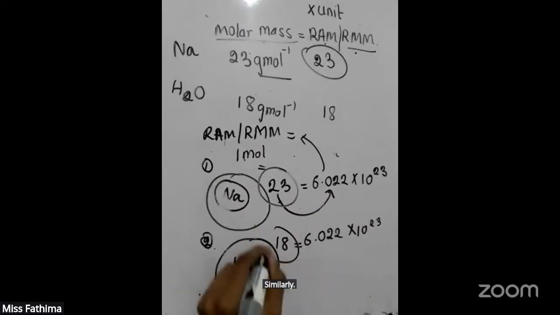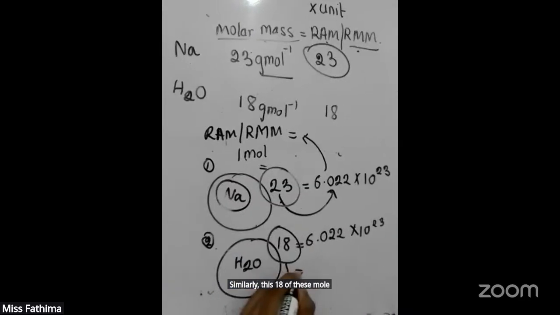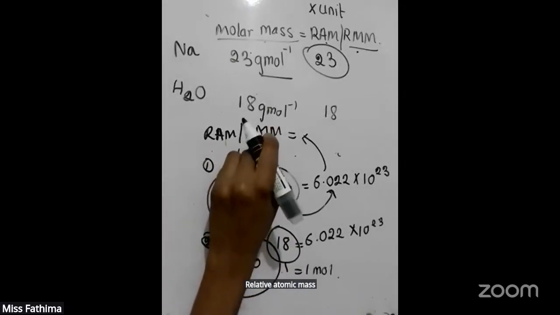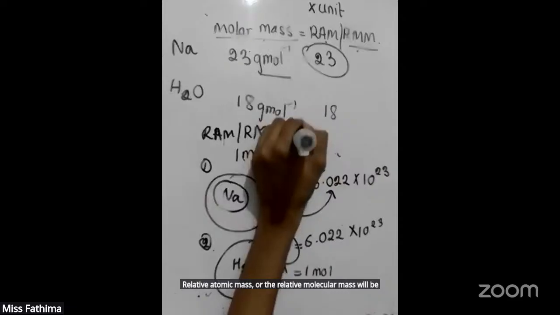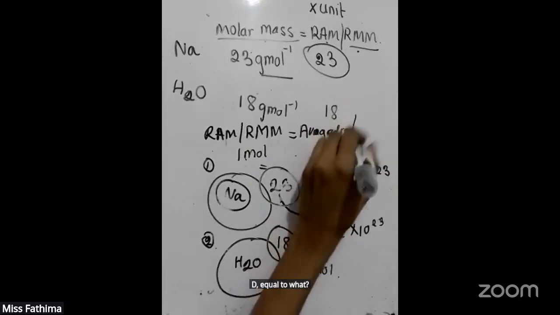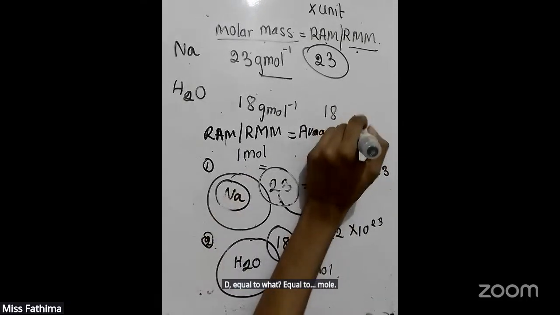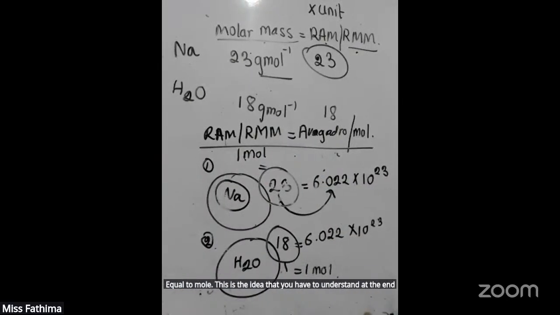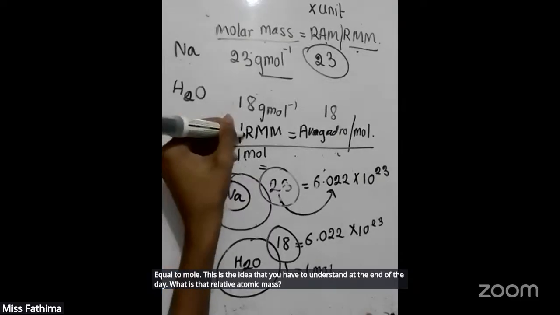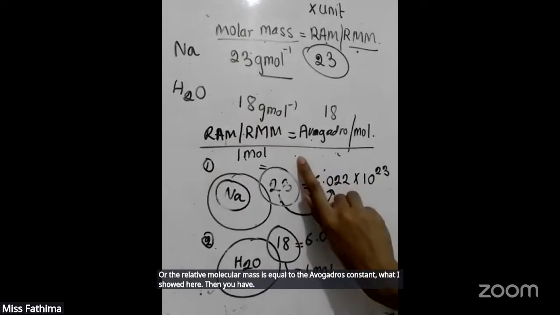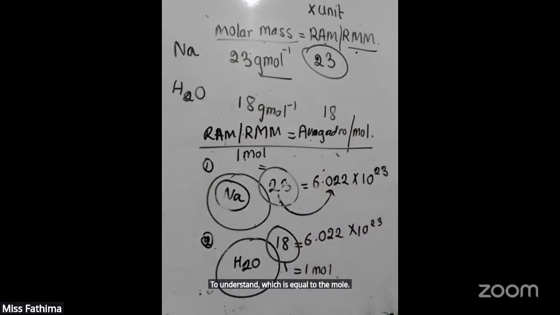Similarly, this 18 of this molecule will be equal to 1 mole. That means at the end of the day, what you have to understand is that relative atomic mass or the relative molecular mass will be equal to Avogadro's constant. Then equal to mole. This is the idea that you have to understand at the end of the day. Relative atomic mass or the relative molecular mass is equal to the Avogadro's constant, what I showed here. Then you have to understand which is equal to 1 mole.